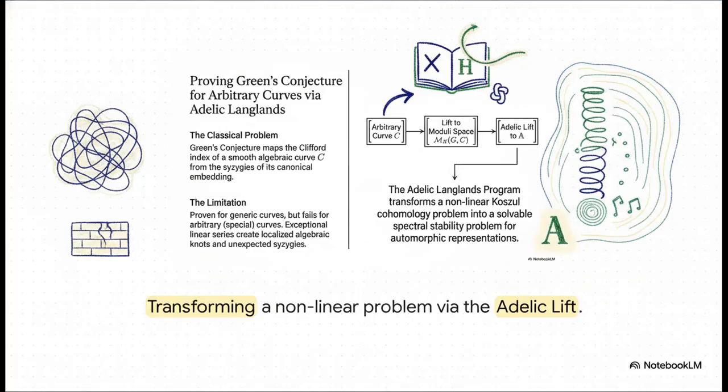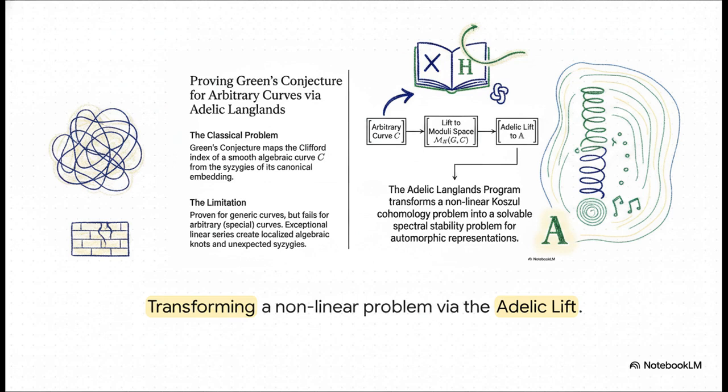Historically, proving Green's conjecture for arbitrary curves just hits a brick wall. Why? Because exceptional linear series totally distort the canonical ideal's resolution path. To dodge these localized algebraic knots, we actually have to lift the arbitrary curve to the moduli space of Higgs bundles and then hit it with the adelic lift to the adele ring. This sequence is absolutely crucial.